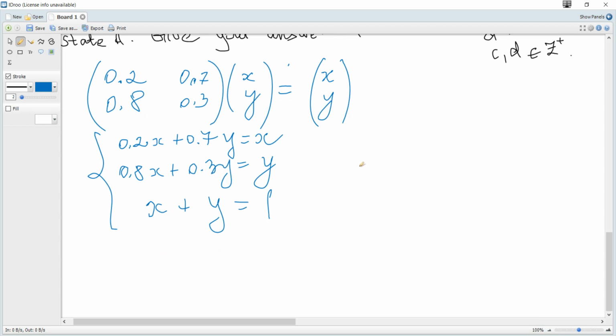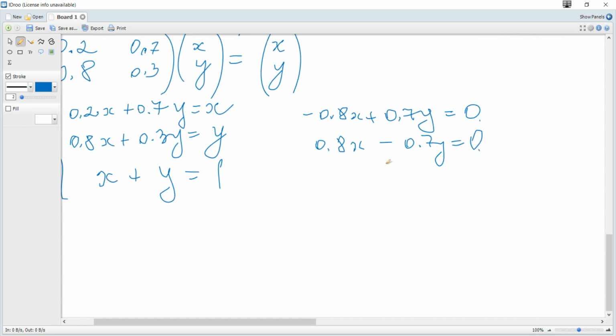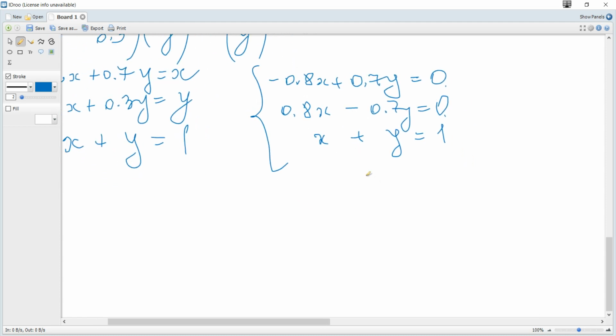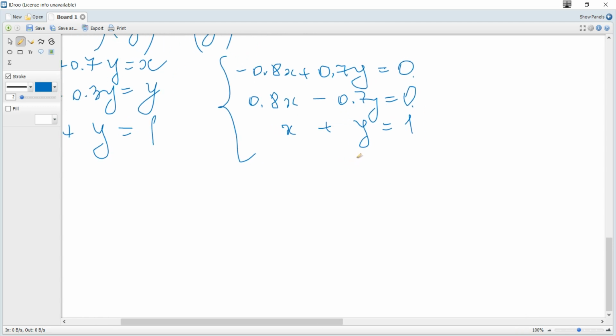And you can simplify it. It becomes what? Minus 0.8x plus, what? 0.7y. Yes, it's correct, is 0. So minus 0.8x plus 0.7y is 0, and you can see that this is dependent. It's actually the first, but multiplied by -1. And x plus y is 1. Definitely you may solve it by hand, but it may be more complicated.